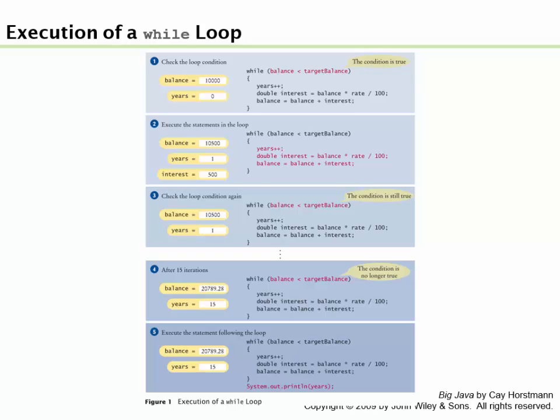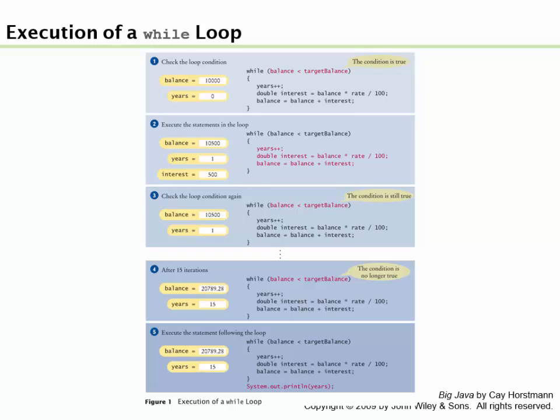Then we do the body of the loop. We add 1 to years, so now years is 1. We figure out the interest on the 10,000 bucks, and it's at 5% interest. That gives us interest of $500, and we take that $500 and add it back into the balance. And now we have $10,500.